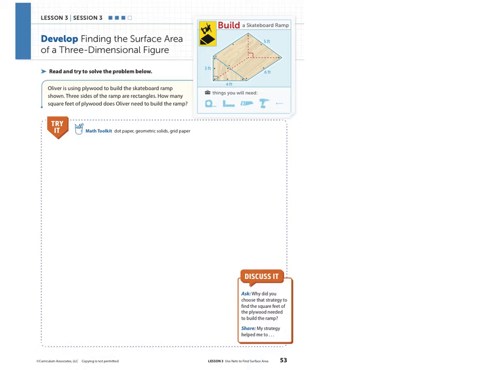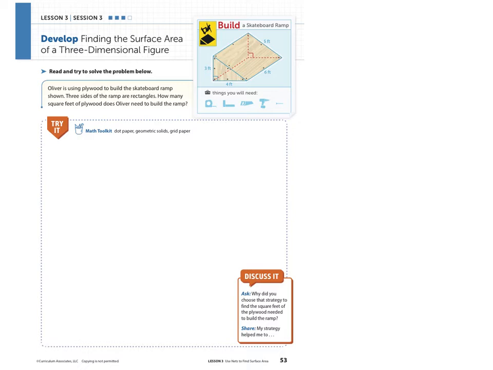Oliver is using plywood to build the skateboard ramp shown. 3 sides of the ramp are rectangles. So 3 are rectangles. We can find the area of a rectangle by doing base times height. Okay, how many square feet of plywood does Oliver need to build the ramp? Well, if you look at your picture, we have a 5-sided figure here. We have 3 rectangles and then we have 2 triangles.